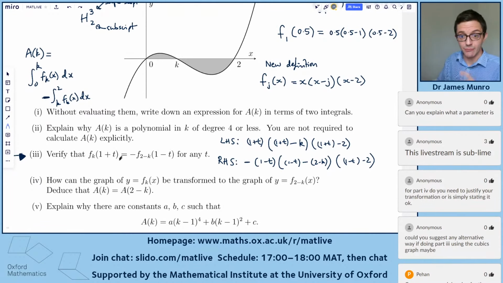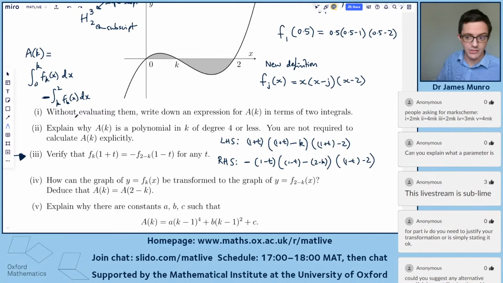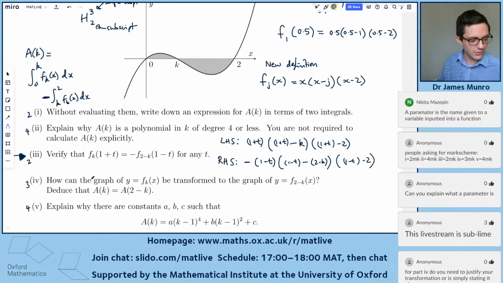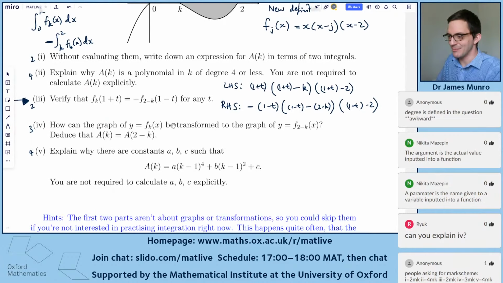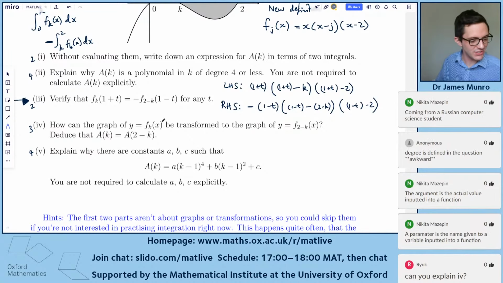a crucial thing to understand the rest of this question about, people who looked up the mark scheme. How does it go? It goes 2, 4. Oh, quite a bit of arguing here. I've glossed over quite a bit of arguing for that. 2 marks for the bit we've done. 3 and then 4. Okay, interesting. Yeah, let's do 4. Okay, good. Degree is not defined in the question. Awkward. But degree is now being defined by James on the live stream. Good. People are arguing about parameters and inputs.